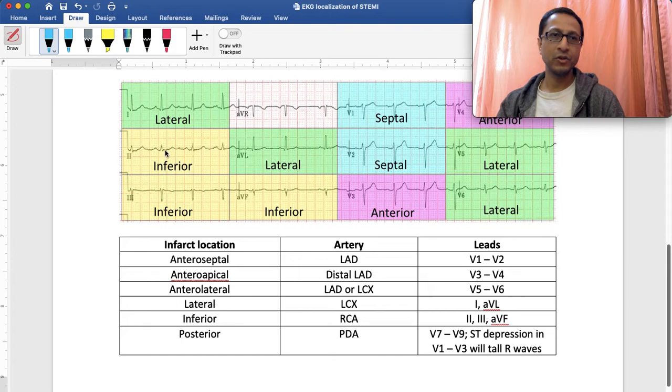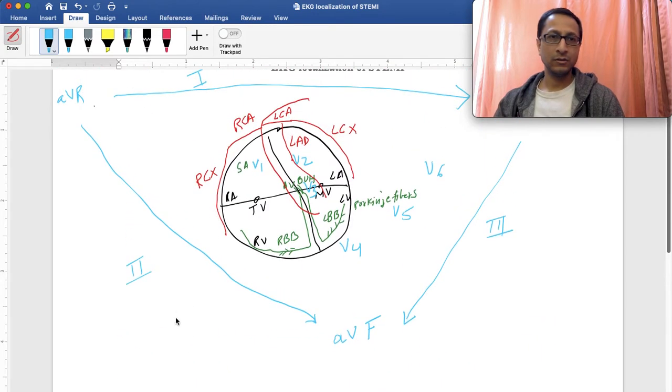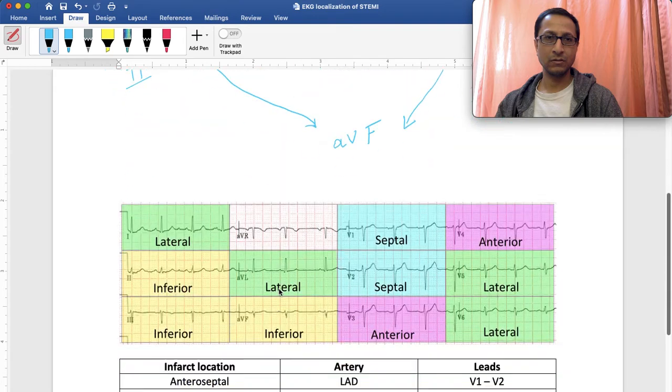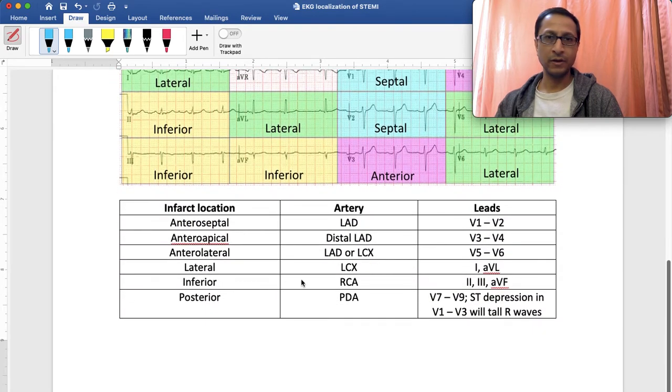Inferior is 2, 3, and AVF. Again, imagine a camera looking from leads 2, AVF, and 3, looking at pretty much this area right over here, where you can see the cursor. This is all supplied by the RCA and the branches of the RCA. Inferior, RCA, 2, 3, AVF.